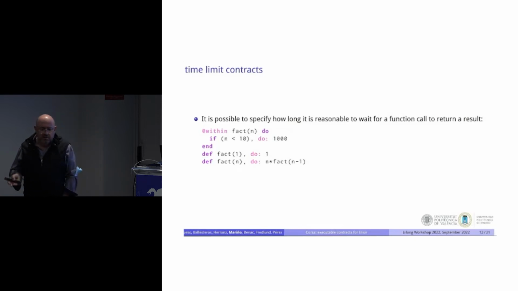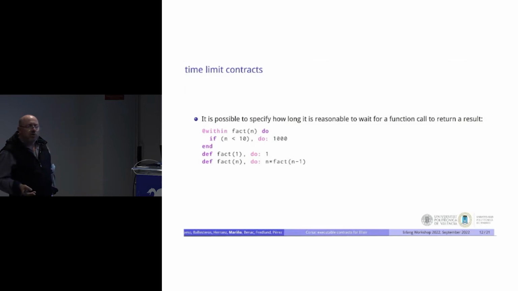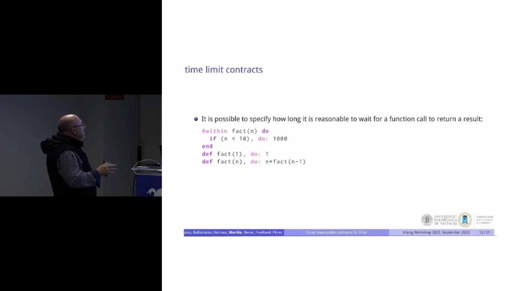Time limits is just, say something or raise an exception if this function call is taking too long to return, basically. Of course, this is approximate. It depends on many factors, but sometimes it can be useful because there may be some case in which you're doing something wrong and it's better to notify that.